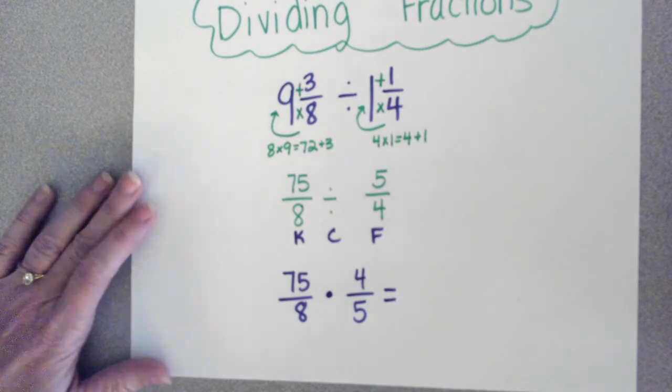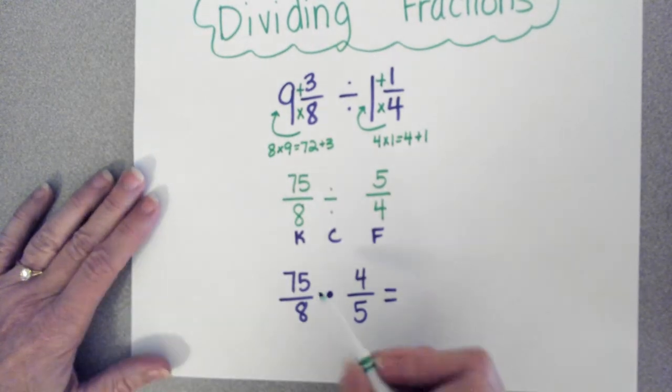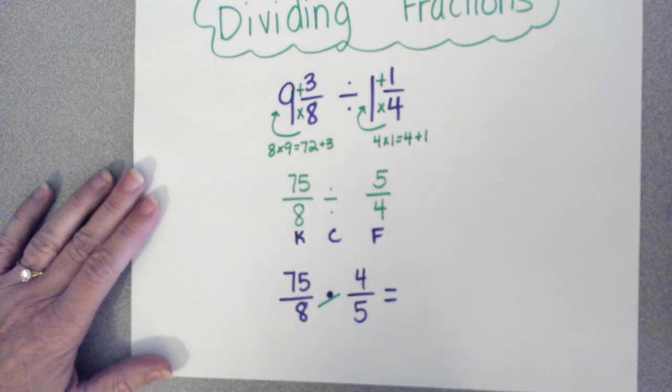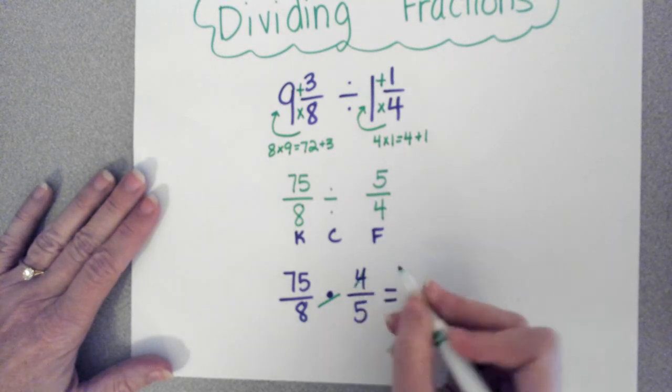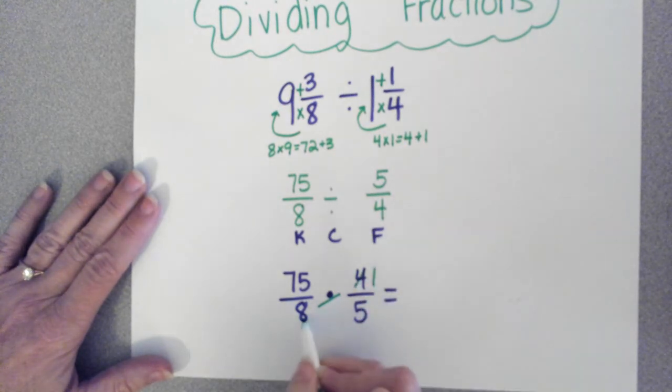Now before I multiply, I will want to see if I can cross simplify. So I'm first going to look at the 4 and the 8. And I can see that 4 and 8 are both divisible by 4. So we're going to take 4 divided by 4, that is 1, and 8 divided by 4 is 2.